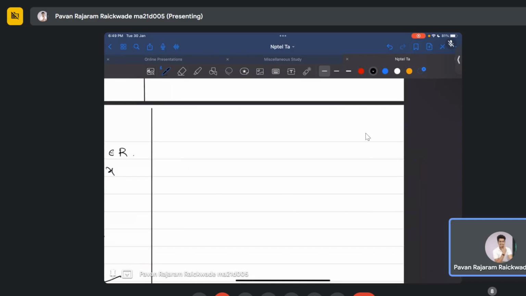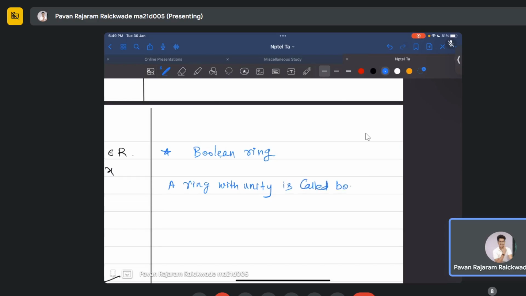Okay, now the next thing is a Boolean ring. A ring R is called a Boolean ring, a commutative ring, or sorry, a ring with unity is called a Boolean ring if a squared equals a for any element a in R.